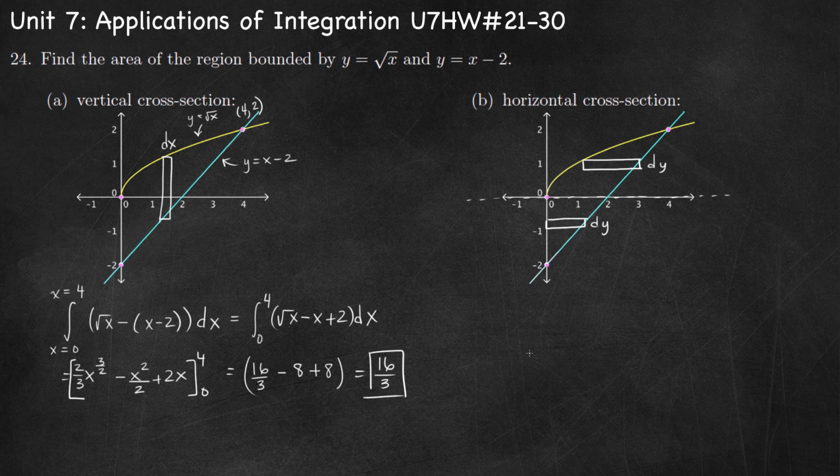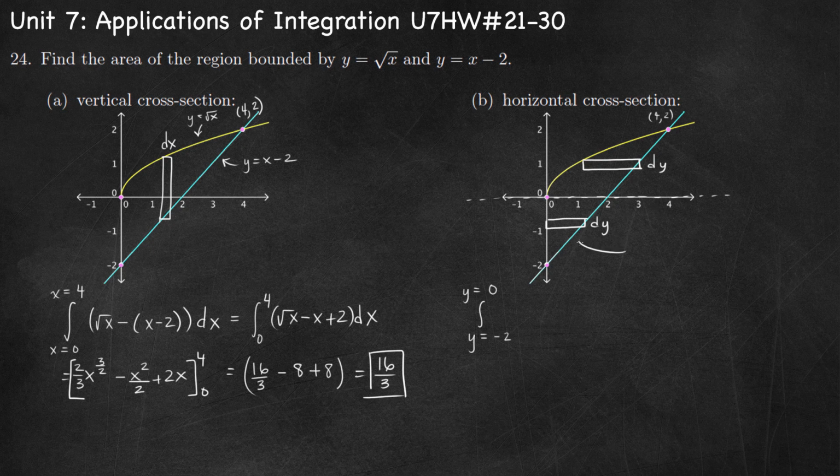So this is dy. We need our y coordinates. So we're going from -2 to 0 and then from 0 to 2. This point of intersection, remember, is (4, 2). So we have an integral from y equals -2 up to y equals 0, right minus left. And I haven't labeled my equations yet.